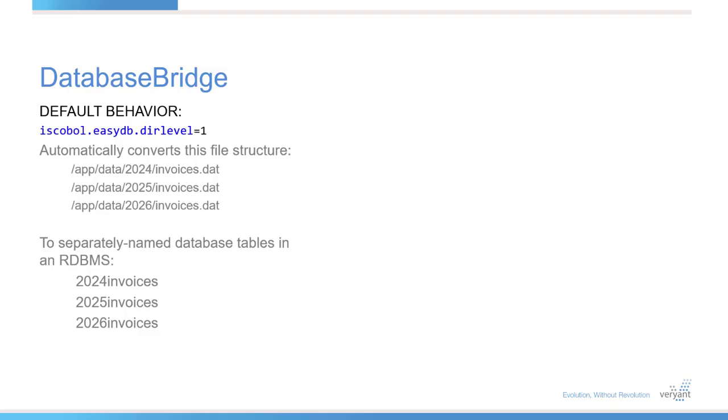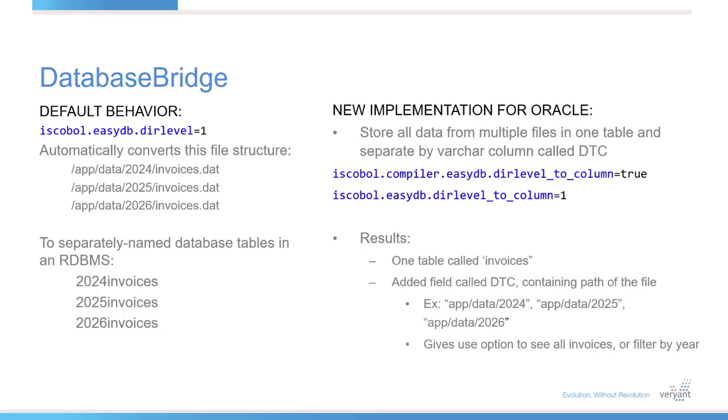When you have files named the same but in different folders, for instance, here's an invoice file separated by year in different folders, one for 24, 25, and 26, the database bridge by default creates separate tables for each folder, named Invoice with the directory name in front of it. How much of the directory name is used is configured by setting iscobol.easydb.dir_level. For instance, if you set it to 1, it's going to pick up the year, and you'll have three tables: 2024 invoices, 2025 invoices, 2026 invoices.